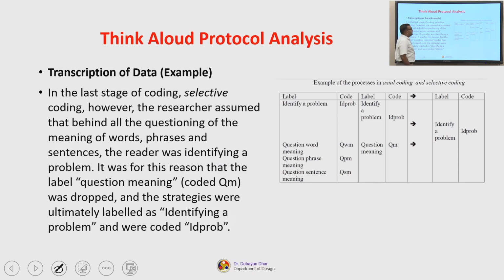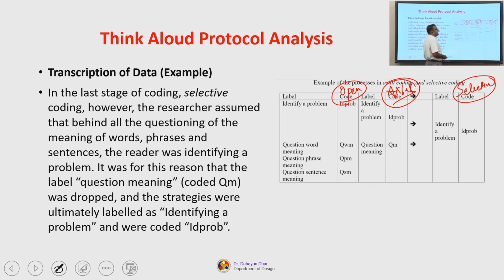Now, this was the open coding, from here we went to axial coding, and now what we are going to do is come up with the selective codes. And how do we do that? Let us understand this process. Now, the last stage of coding is known as selective coding. The researcher assumed that behind all questioning of meaning of words, phrases and sentences, the reader was identifying the problem.